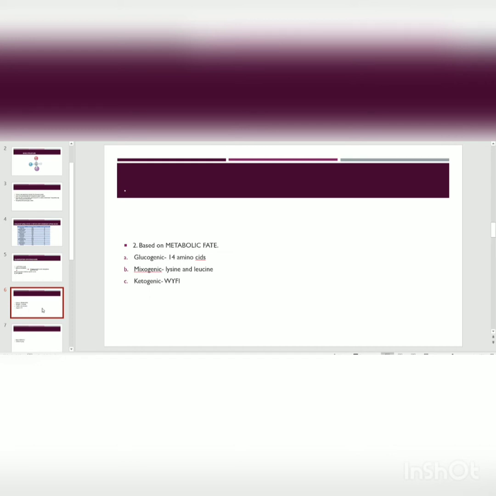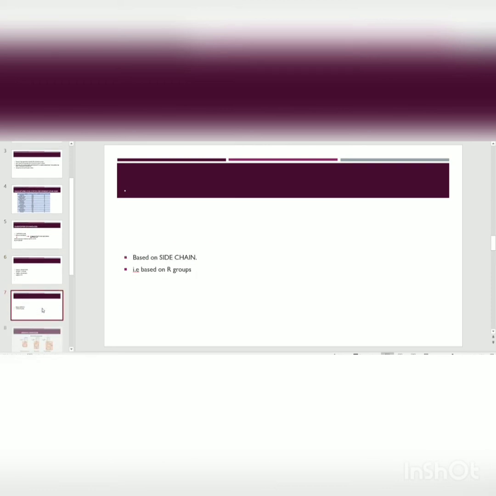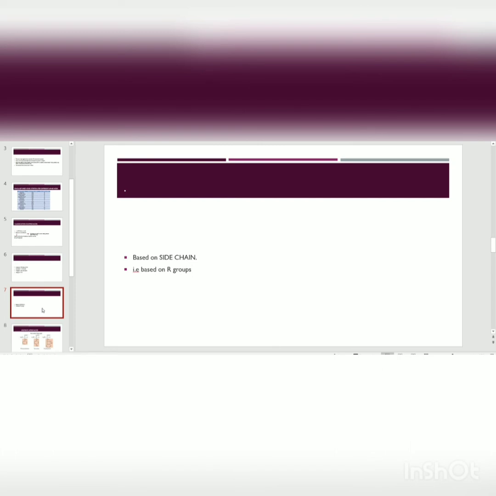These are the amino acids degraded directly into acetyl coenzyme A, which is precursor of ketone bodies and different myelin sheaths. Right. The example is, I have written this Wi-Fi. Now again, if we go to that one-letter or three-letter code, W is for tryptophan, Y is for tyrosine, F is for phenylalanine, and I is for isoleucine. Got it?